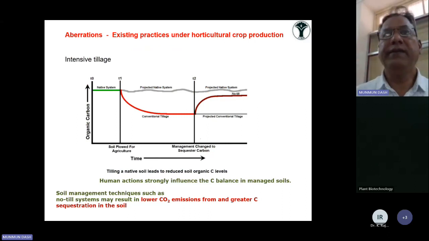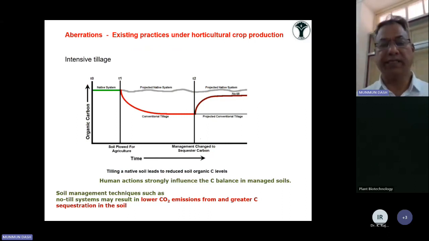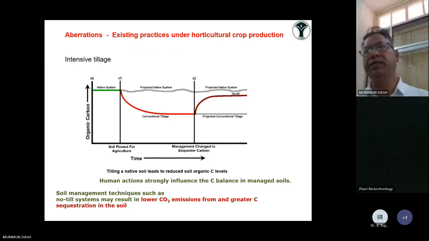See, here the main issue is that we always blame human actions. Of course, it is human actions that extract more soil resources. So soil resource mining and carbon mining, with replenishment, are great issues at present. In such cases, soil management techniques such as no-till systems may result in lower carbon dioxide emission and greater carbon sequestration in the soil. This is one area that really needs to be concentrated on in the present ecosystem, along with carbon cultivation and nutrient management.